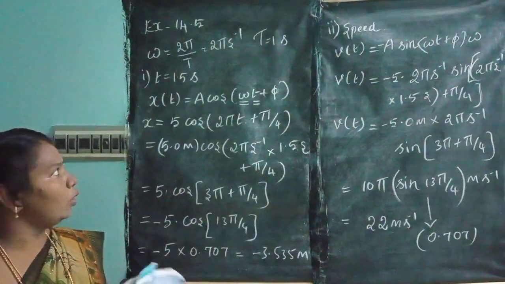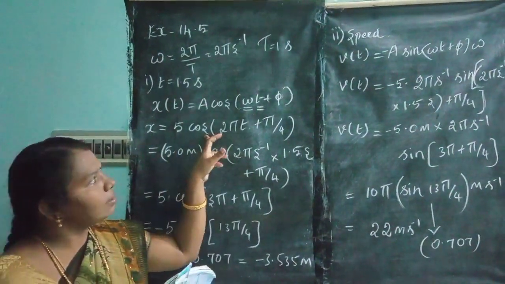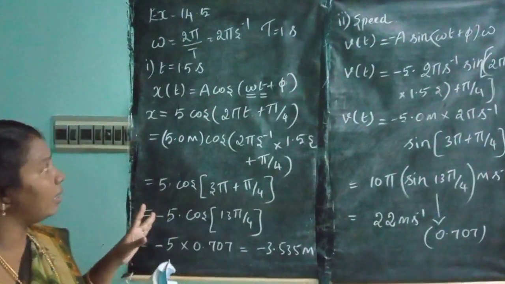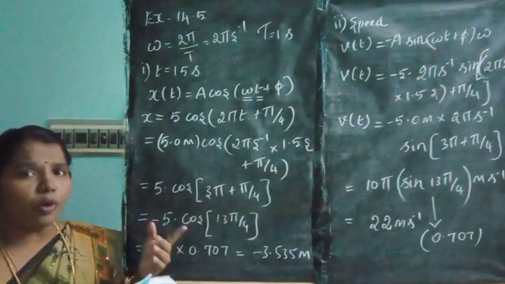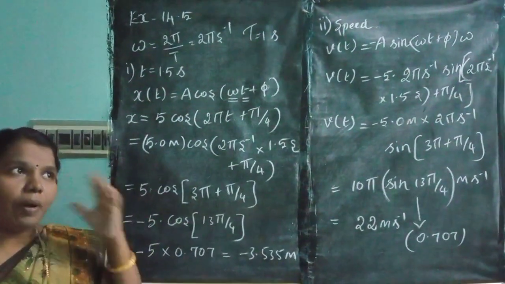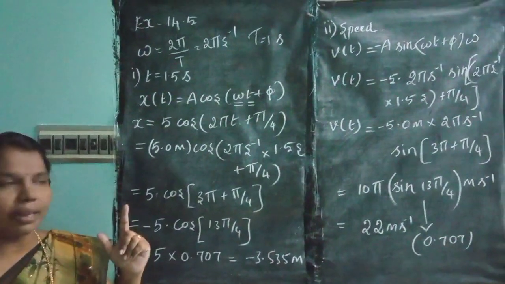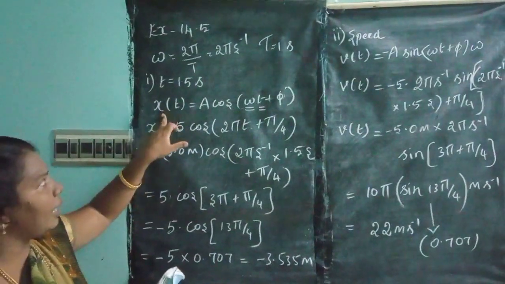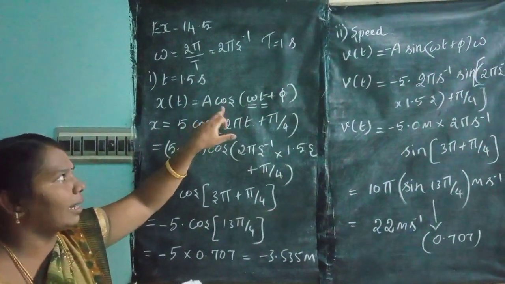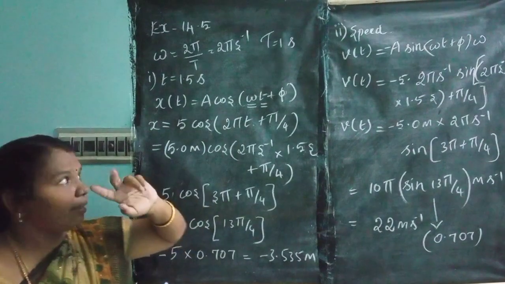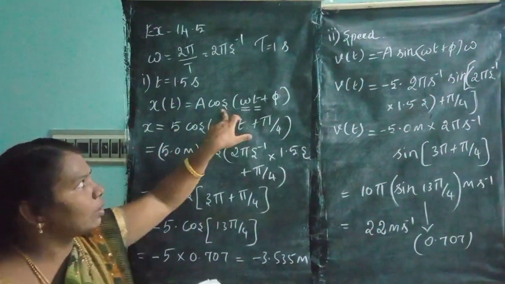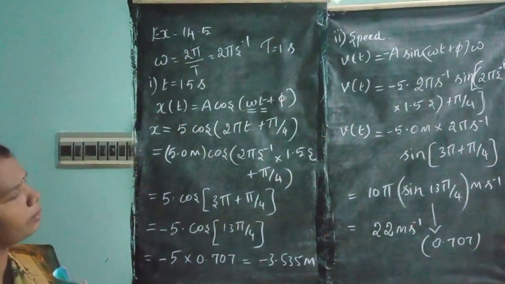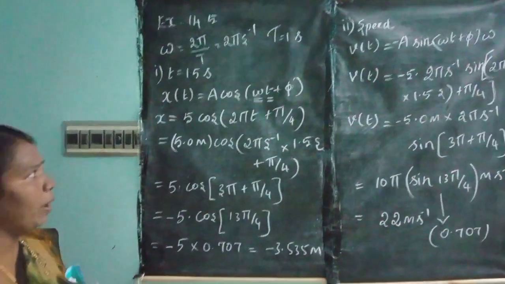They are given x is equal to 5 cos (2 pi t plus pi by 4). So this is the given value. First of all, you have to understand it. In simple harmonic motion you need to remember the displacement, the velocity and the acceleration. What is the displacement formula in simple harmonic motion? That is x of t is equal to a cos (omega t plus phi). This is a very important standard formula for displacement in simple harmonic motion.